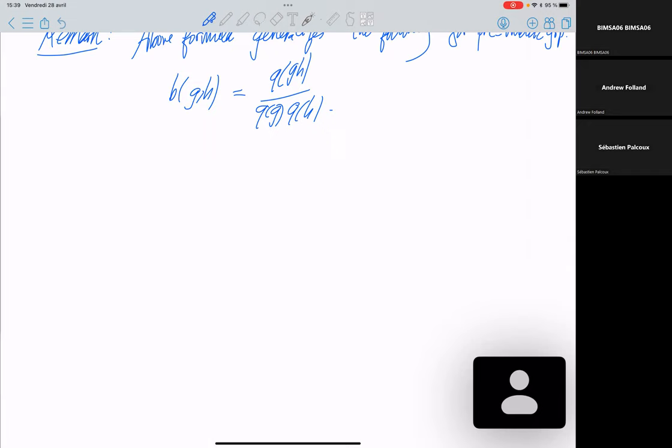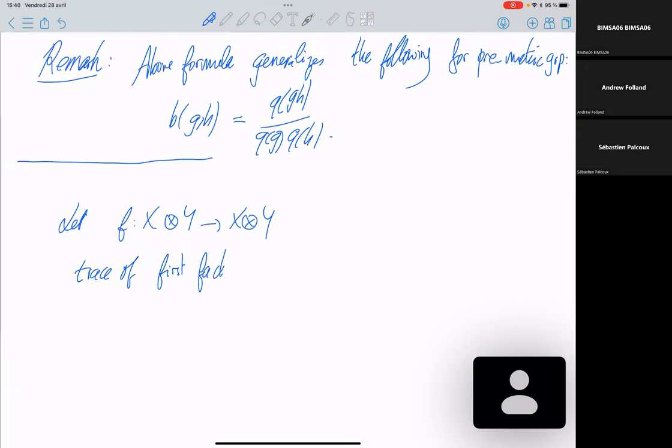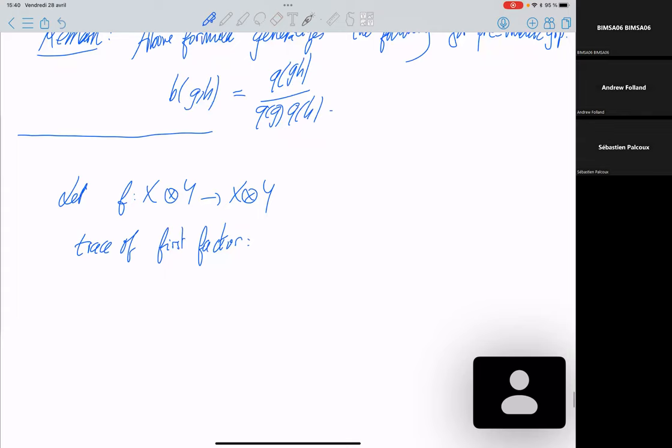Okay. So now, just by picture, we will talk about the notion of trace of a first or a second factor. So consider a morphism from X tensor Y to X tensor Y. And we want to trace only on one factor. So trace on first factor is defined like that. So you have the morphism F by picture, X and Y, X here. And you apply the trace only on the Y component. So this is a trace on the second factor.